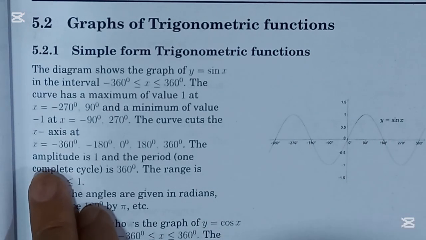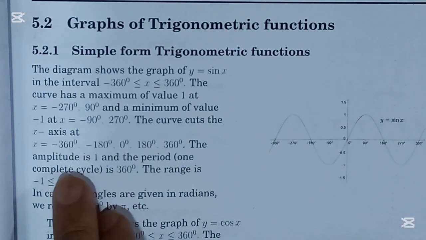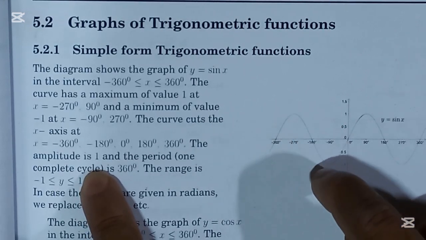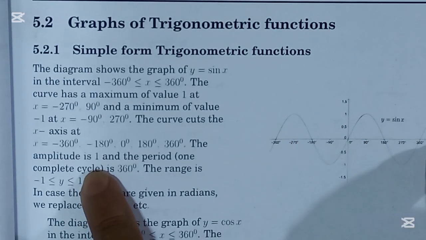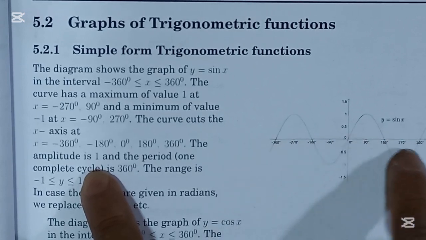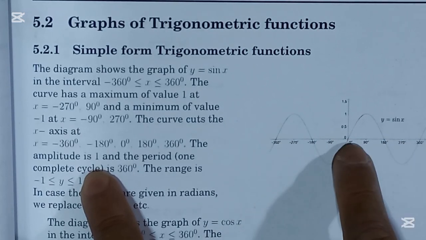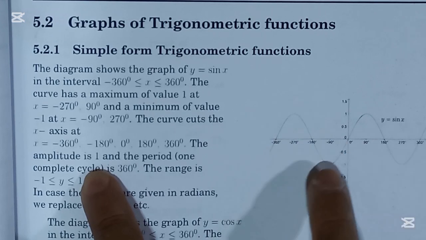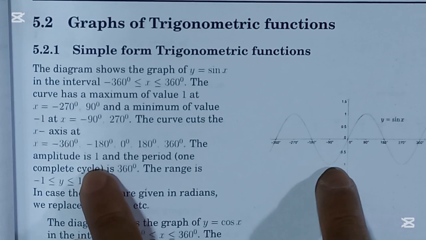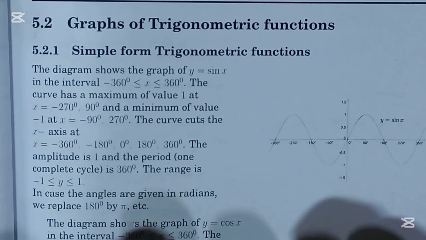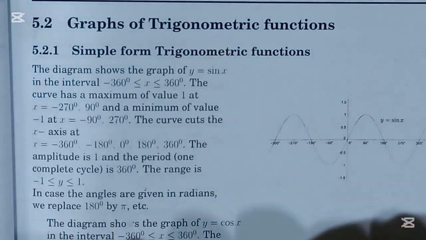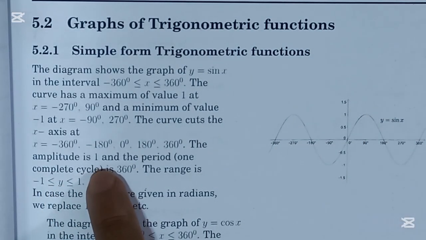Next, the amplitude is 1. Amplitude is the maximum distance from the stationary line, here the line at which the angles are given. So the maximum distance is 1, either upward or downward. So the third thing which we have to write or mention in the paper is the amplitude.